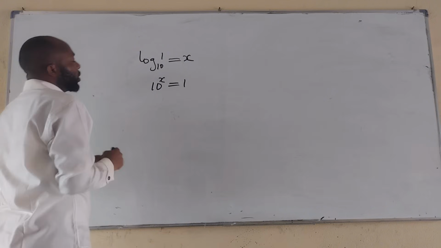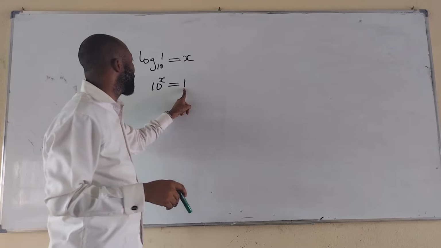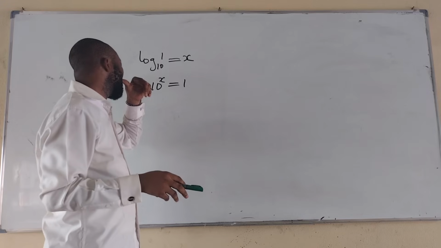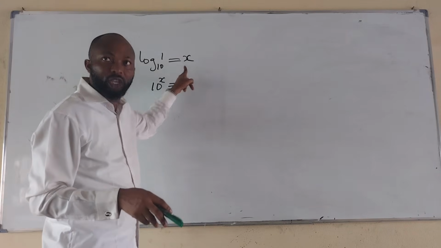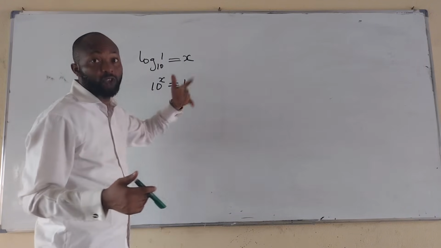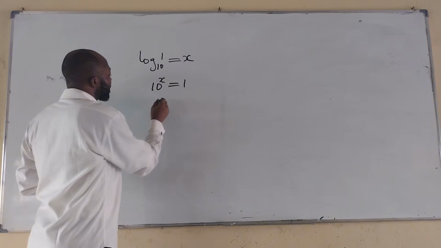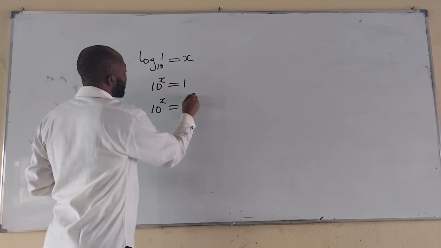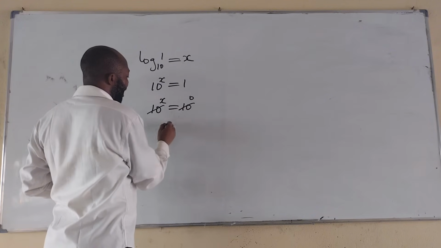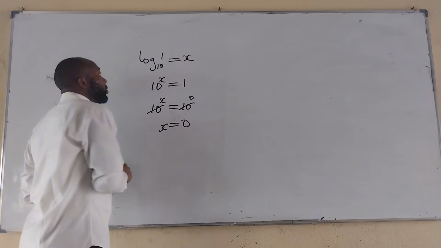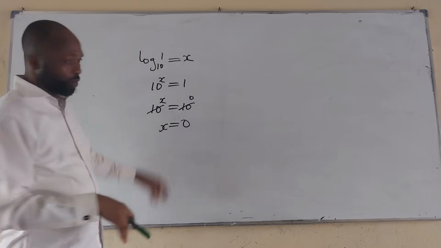Now, we know that our business is to ensure we have common bases. There is a number we can use to have the same base that will still maintain the value of 1. It's the same 10. 10 raised to the power 0 is 1. Any number raised to the power 0 is 1. So I can say 10 raised to the power x is equal to 10 raised to the power 0, because 10 raised to the power 0 is 1. By so doing, I cancel out the bases and my x is equal to 0. So no wonder they say the logarithm of 1 to any base is equal to 0.